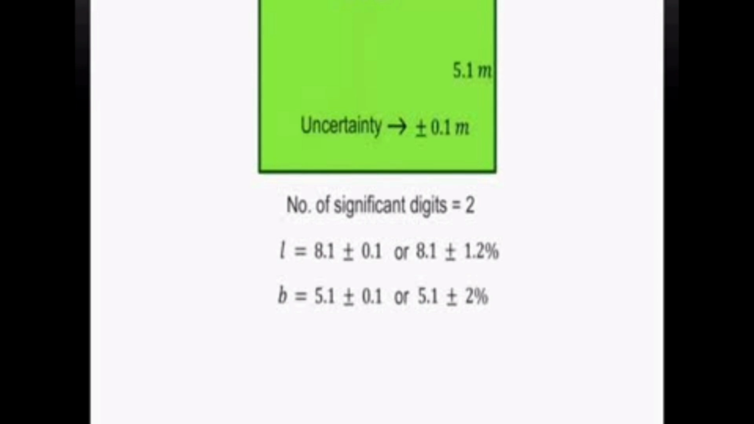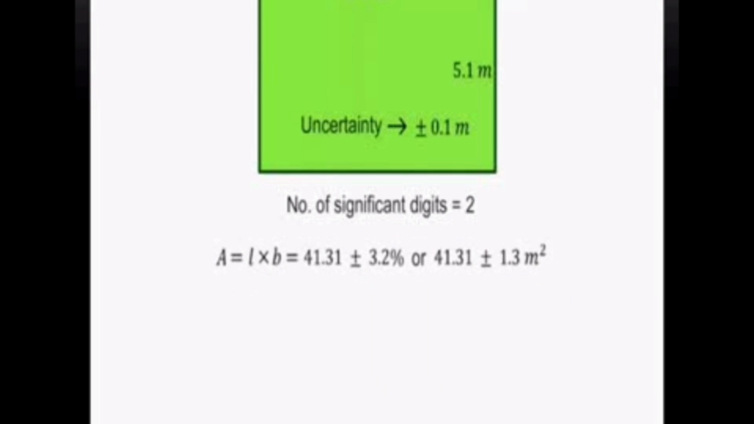So the area of that closed area. Area equals L into B, that is length into breadth. So multiply that and you will get this value. This value also has an error of plus or minus 3.2 or plus or minus 1.3 meter square. So when you multiply the two values, the result also has an error. You have to write plus or minus 1 meter. See, A equals 41 plus or minus 1.